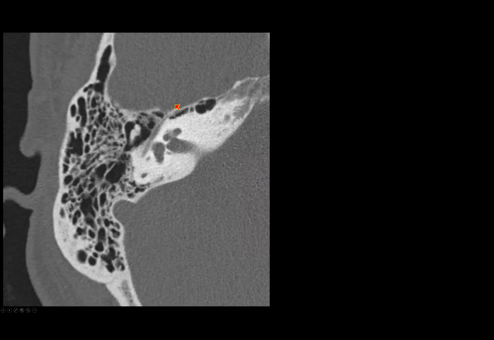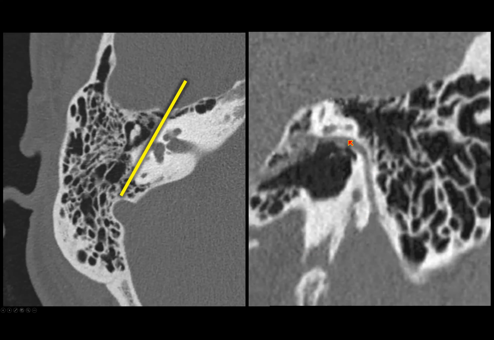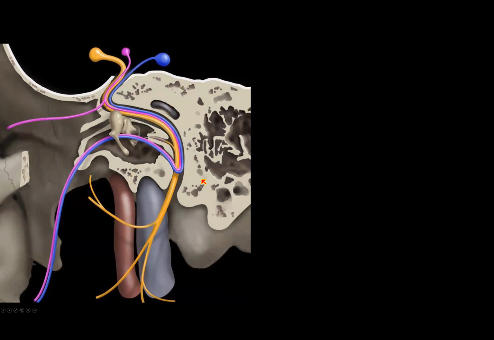And if we think about where that tympanic segment is and we do an oblique section through it, we can see that posterior genu and then the descending or mastoid segment going down. So here's another graphic showing again those different functions. So we have a labyrinthine segment, a tympanic, and then a mastoid or descending segment.